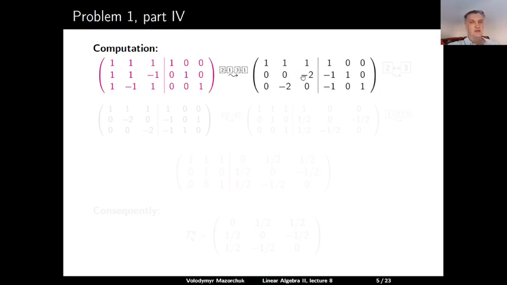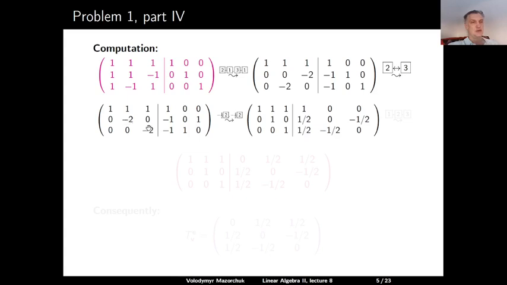So now it is convenient to change the rows 2 and 3. So row 1 remains the same, row 3 becomes row 2, and row 2 becomes row 3. And now we multiply both row 2 and row 3 with minus 1/2 to get 1s on the diagonal. So row 1 remains the same, row 2 becomes 0, 1, 0, 1/2, 0, minus 1/2, and row 3 becomes 0, 0, 1, 1/2, minus 1/2, 0.